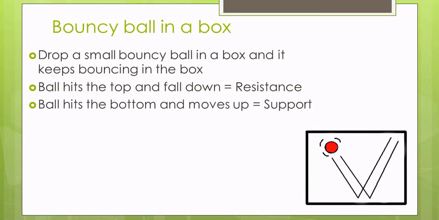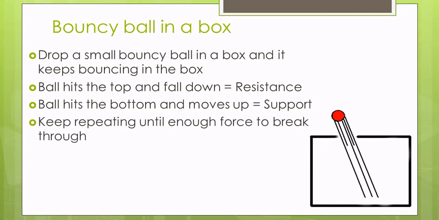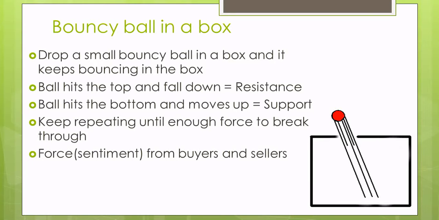As the ball moves towards the bottom of the box, it will hit the bottom, and because it doesn't have enough force to break through the bottom, it will bounce off it and move upwards. Now this is support happening. So this process will keep repeating until the ball has enough force to break through either the top or bottom of the box. And this force will come from the sentiment of the investors in the market.